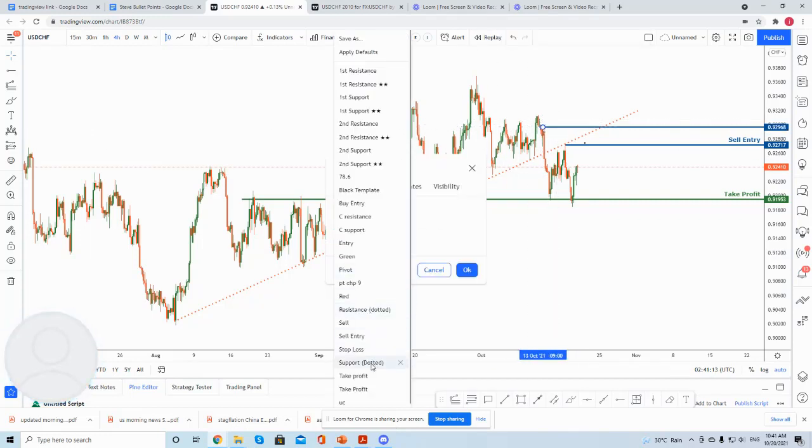Just in case your analysis is wrong, you want a very tight stop loss level so that you have a very good risk reward ratio. As you can see, our risk reward ratio here is about 2:1, 3:1. So I would say it's pretty good.